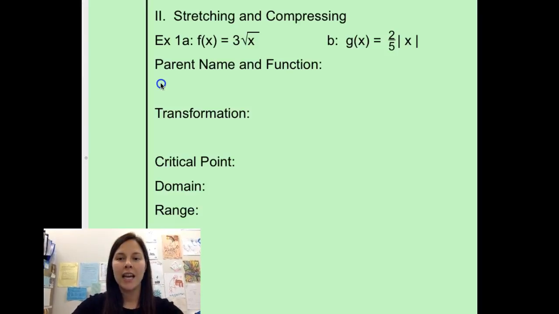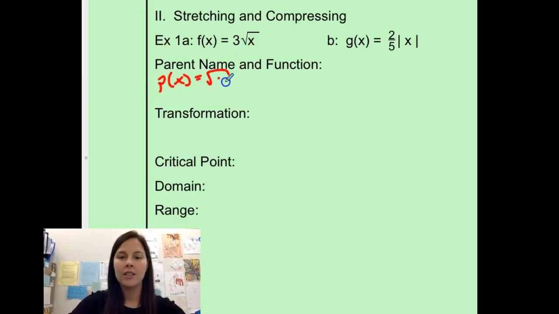So for example, a, the parent function is our square root. So that is the name as well as what the function looks like. The transformation, it's multiplication, so it is a stretch or a compression, and because it is not grouped with the x, it is a vertical. Any change that is grouped with the x would be a horizontal change. So this is a vertical stretch. And it's a stretch because that 3 is bigger than 1.